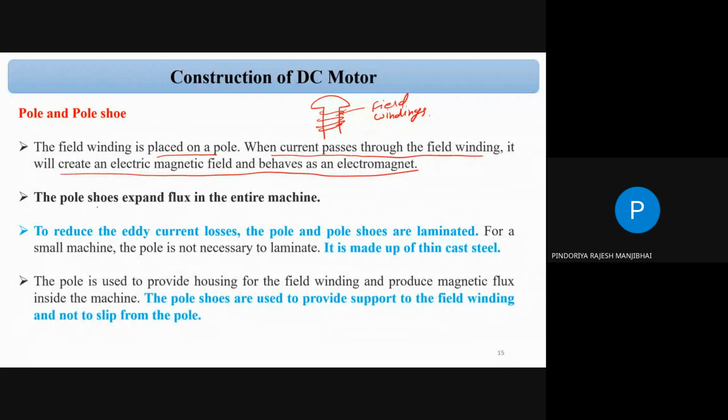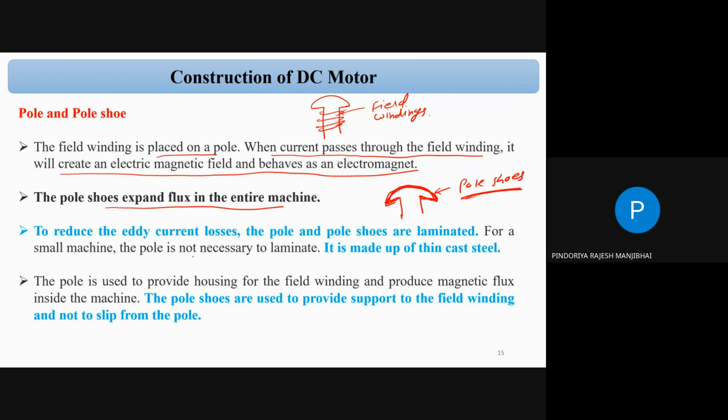The pole shoe expands the flux in the entire machine. Yes, what is the shape of the pole shoe? It is something like that. So we can take maximum flux, something like that, correct? So we can take maximum flux from the pole shoe. So this shape is nothing but the pole shoe, correct?